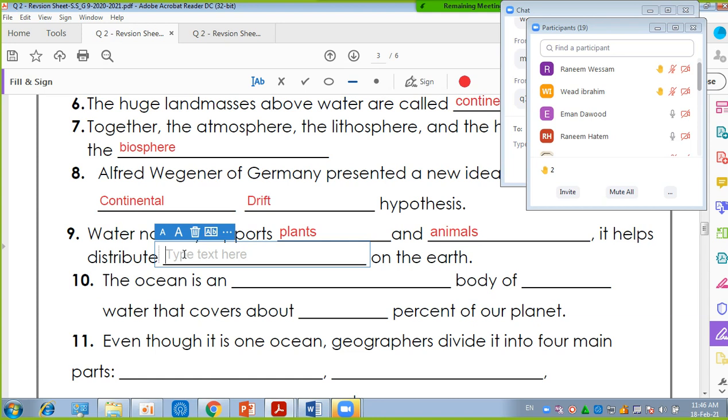Miss? Zena is telling you that her connection is unstable, so she left the meeting. Okay, never mind.